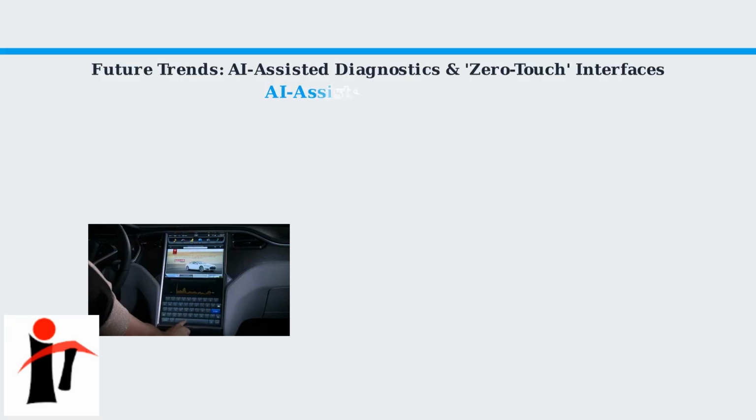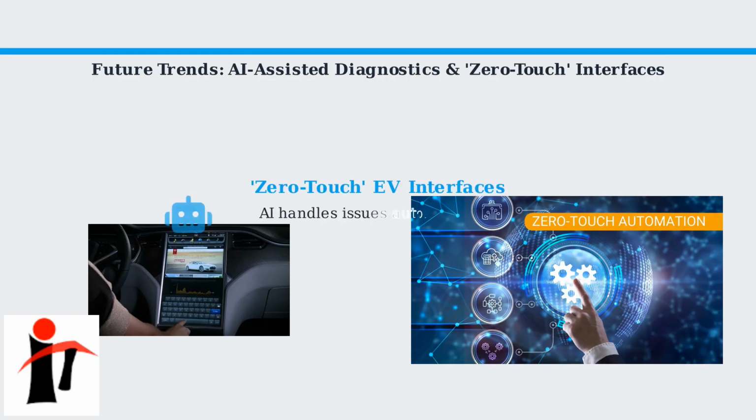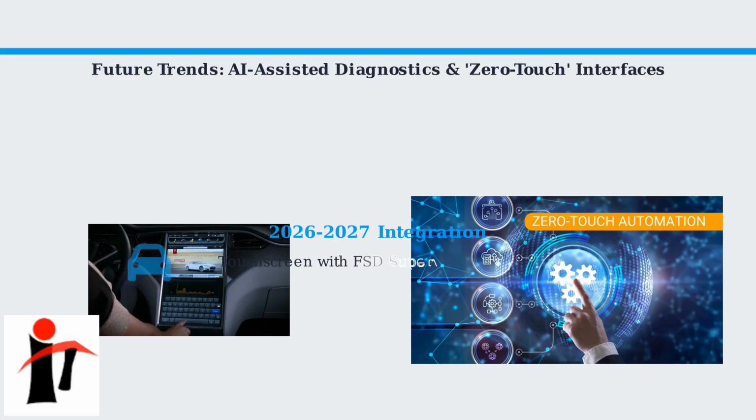Tesla is shifting towards software-driven solutions with AI-assisted diagnostics that predict and prevent touchscreen failures. V12 incorporates machine learning to optimize resource allocation, reducing freeze incidents. Experts predict a broader industry trend towards zero-touch EV interfaces, where AI handles issues autonomously. By 2026 to 2027, Tesla plans to integrate the touchscreen with its full self-driving FSD supervised software, potentially making manual reboots obsolete.